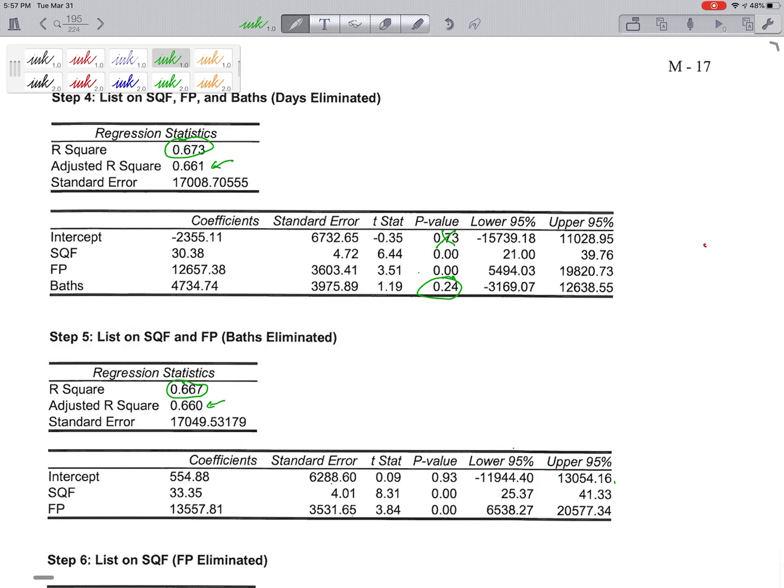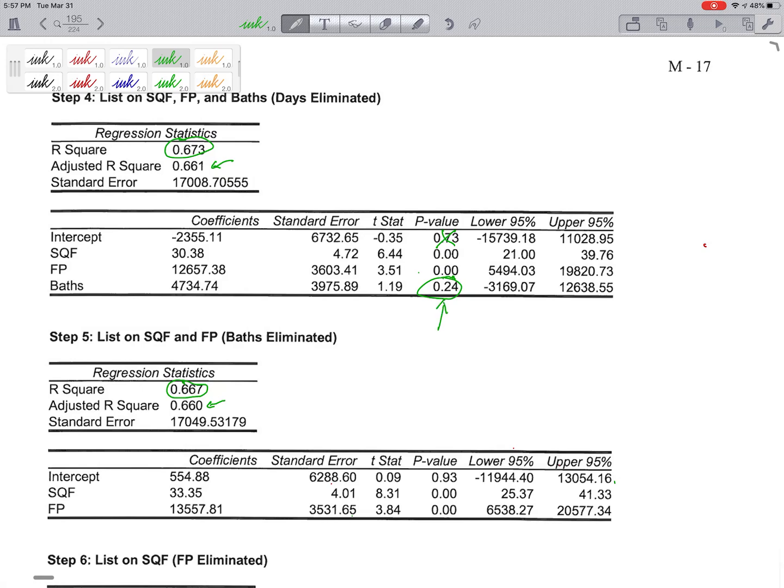The adjusted r squared actually decreases just a little bit here. So there's some question as to whether we want to get rid of baths or not. However, getting rid of it only decreases the r squared by a small amount, only 0.5%. And the adjusted r squared almost doesn't change.